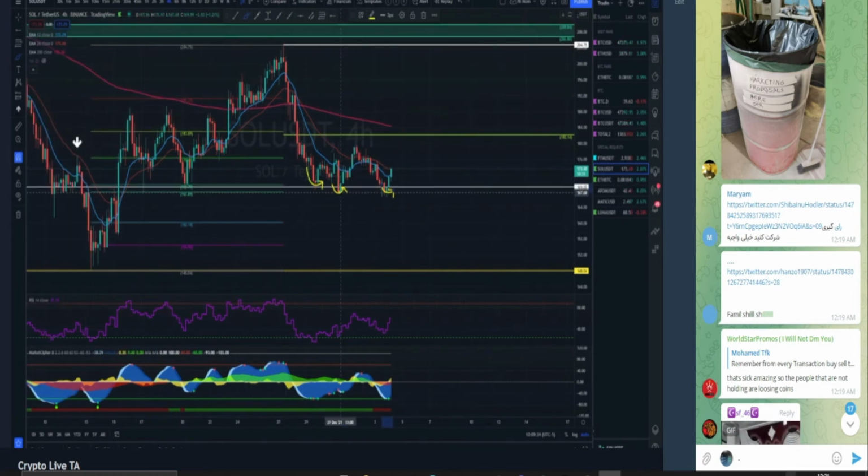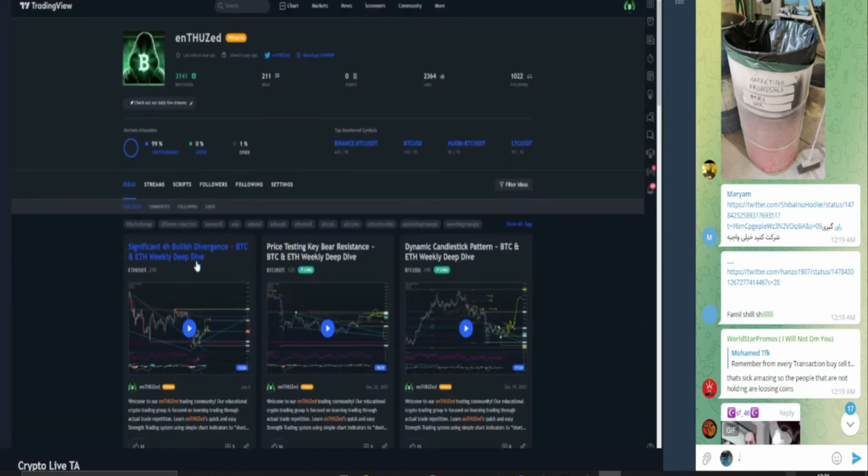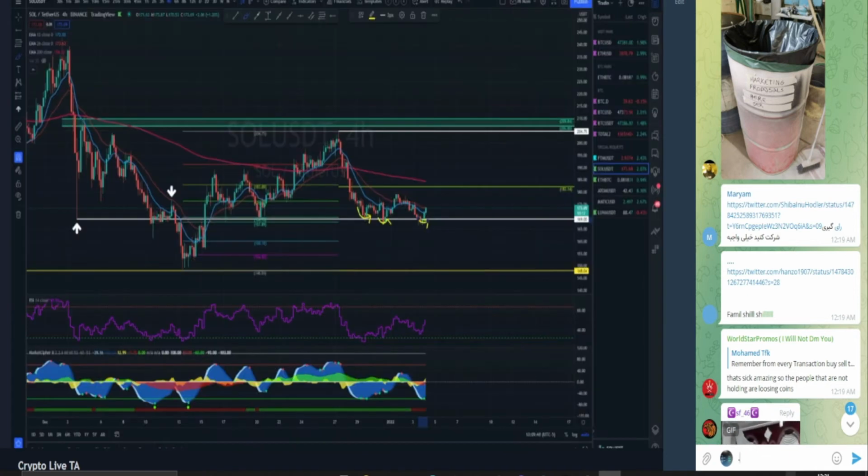So Sol is looking like it is attempting to print a 4-hour low, right? The title of my last video is significant 4-hour bullish divergence, and we are certainly still seeing that on this asset.